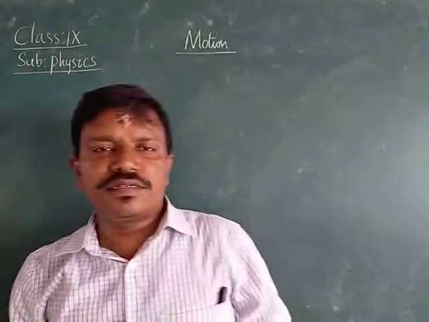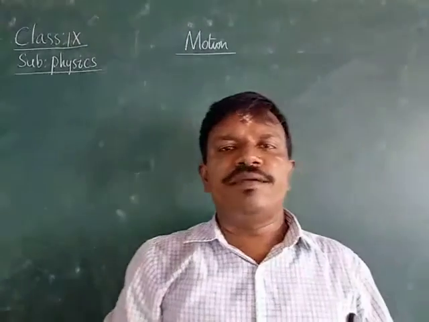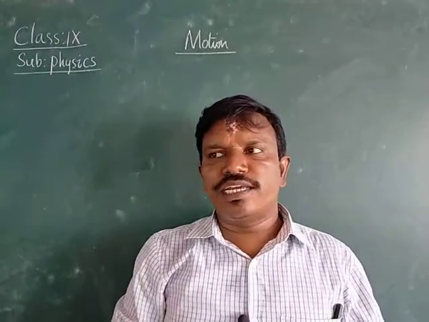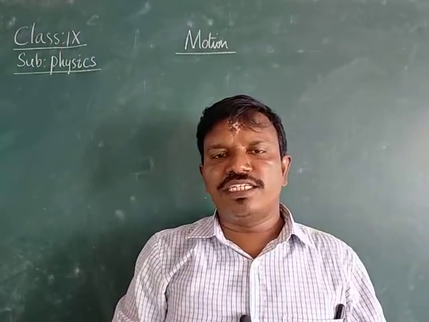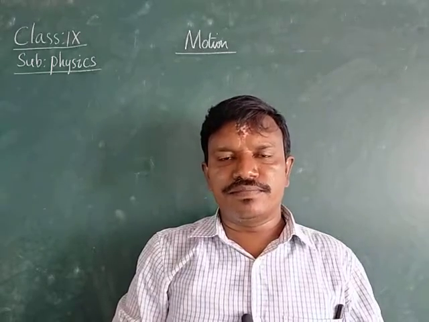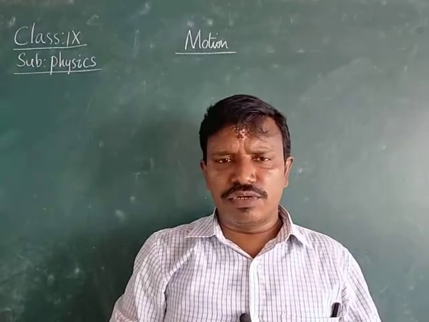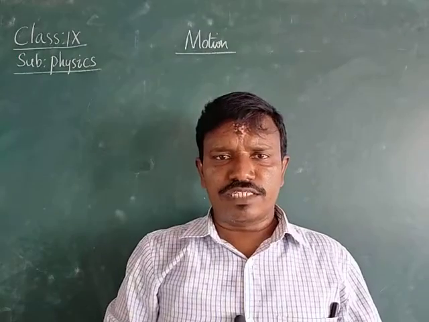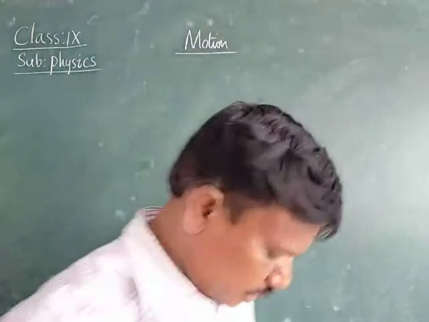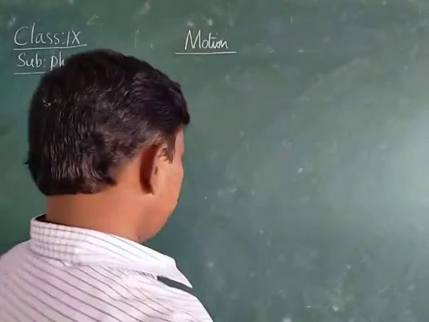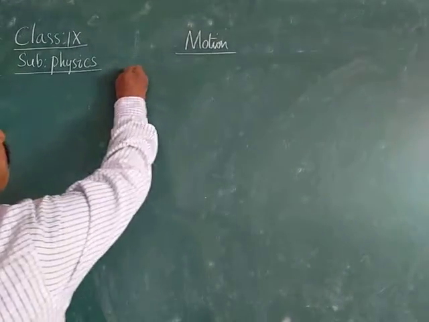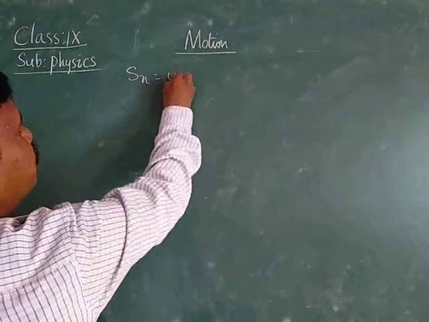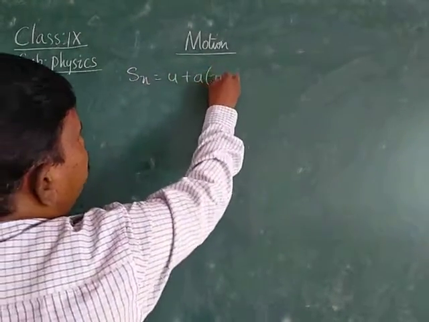Good morning, children. In the last class, we learned about the equations of motion. In that, we learned the equations v = u + at, s = ut + ½at², v² − u² = 2as. Okay? One more equation is there, that is Sn = u + a(n − ½).